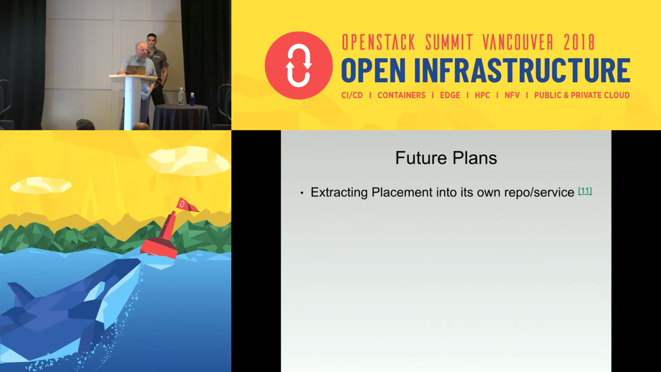In the future, we had a session yesterday about this. Placement started as a kind of part of Nova, but all along the idea was just keep it a general resource management system. So we'd like to remove the code into its own repo and set it up as a separate service, separate database, all that. The reason for that is we can focus on the placement side of things, and Nova can focus on the Nova side of things.